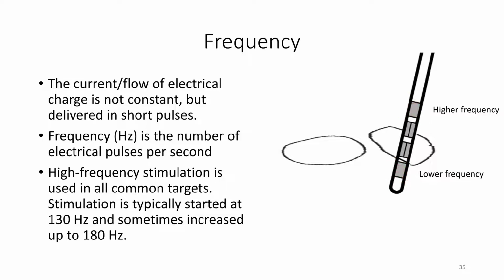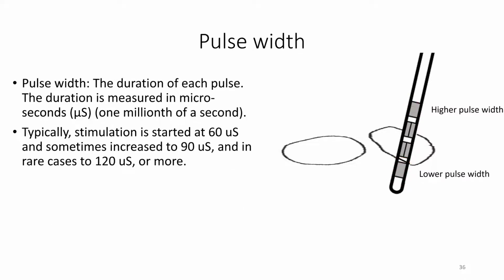The flow of electrical charge is not constant but delivered in short pulses, and frequency is the number of such pulses per second. We will use high-frequency stimulation in all common targets, typically with 130 Hz. The pulse width is the duration of each pulse, and this is measured in microseconds.